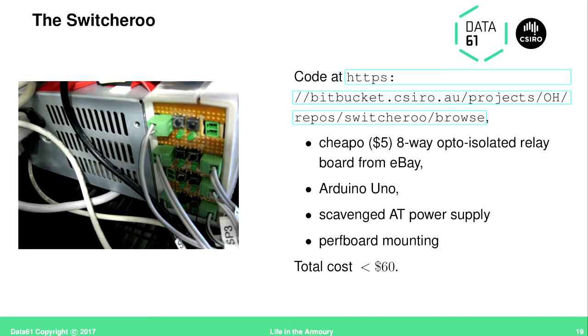So this is what it looks like. This thing's all open hardware, all open source. The code you can get from there. It's a 5-volt switch. The whole thing costs less than $60. And that counts the secondhand AT power supply.